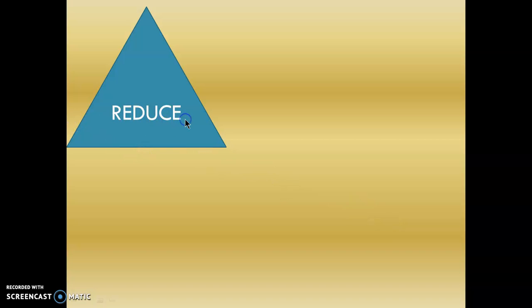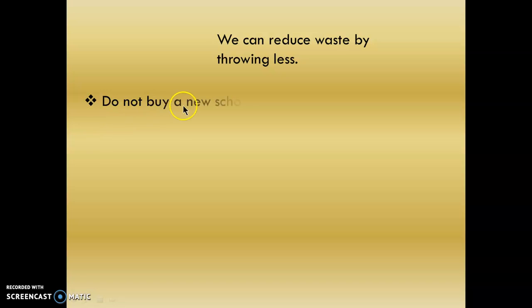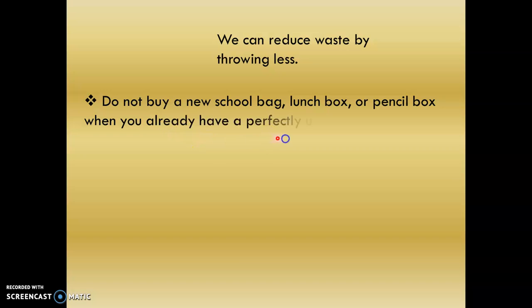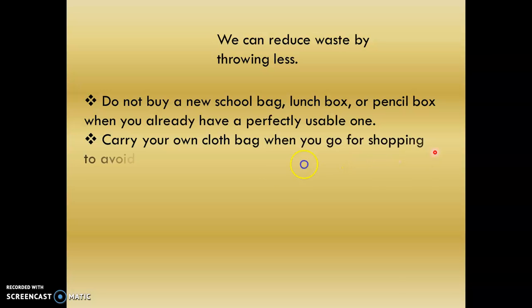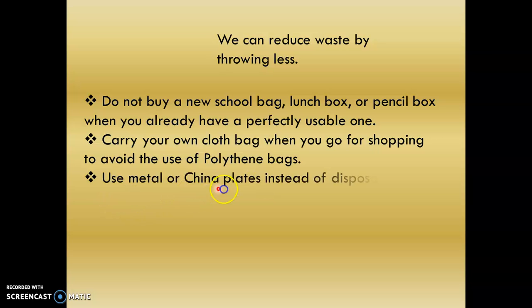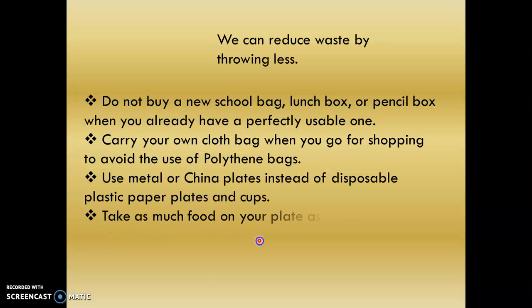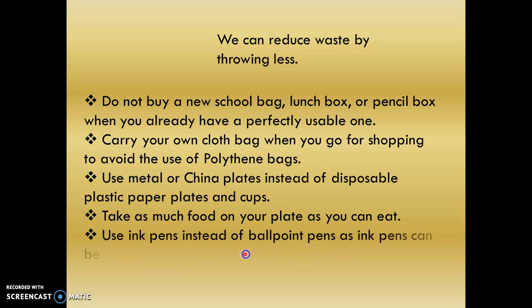First one is reduce. We can reduce waste by throwing less. Do not buy a new school bag, lunch box or pencil box when you already have a perfectly usable one. Carry your own cloth bag when you go for shopping to avoid the use of polythene bags or plastic bags. Use metal or china plates instead of disposable plastic or paper plates and cups. Take as much food on your plate as you can eat. Use ink pens instead of ballpoint pens, as ink pens can be refilled.